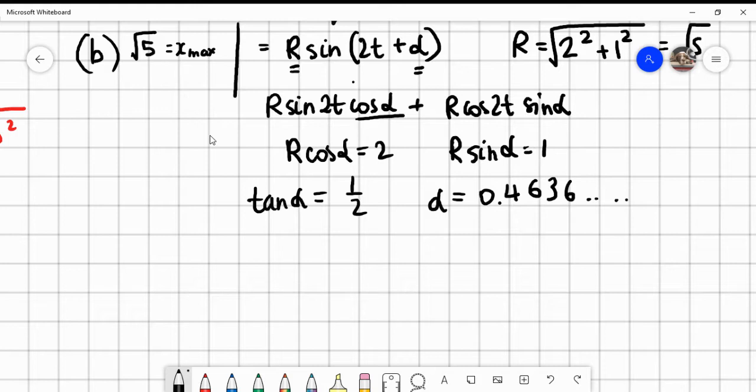But the maximum displacement is root 5, and we've answered the question already without going on. You didn't need to carry on there.